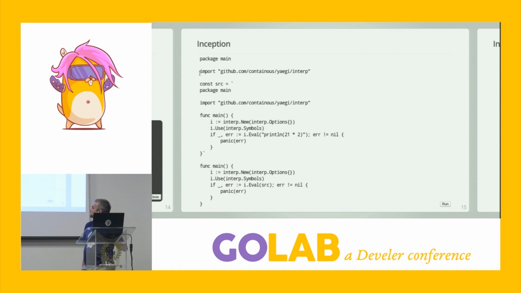So I just import the YAEGI interpreter as before, and now I look directly at the main, at the source code. If we look at the main, it's the same story as before. We just create the interpreter. We export some symbols, but now it's not the standard lib symbols that we export, it's the interpreter symbols themselves, and then we evaluate source.